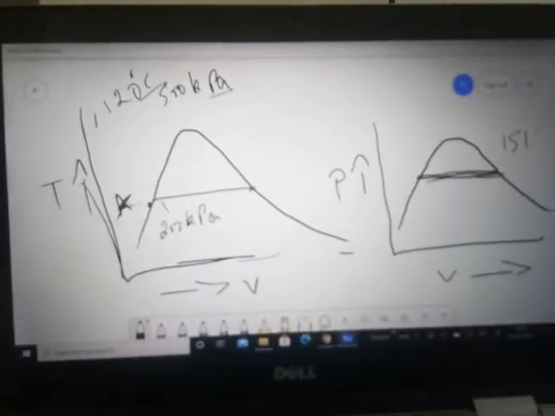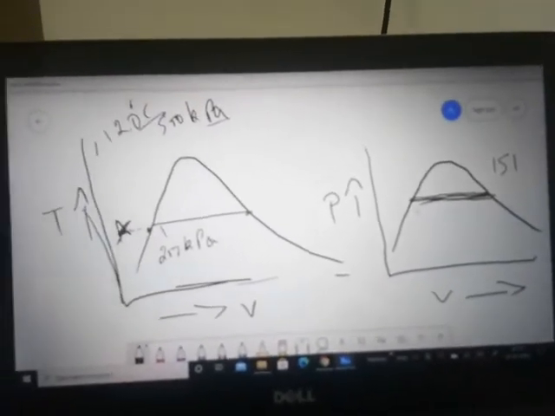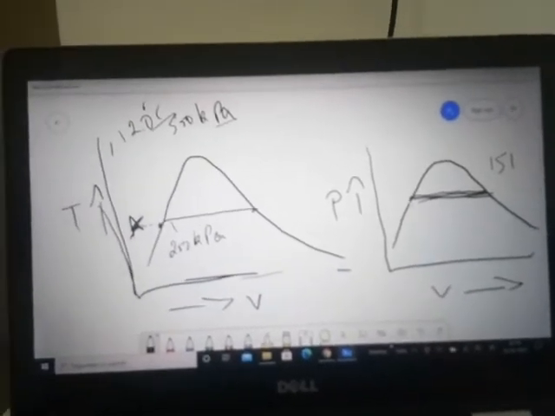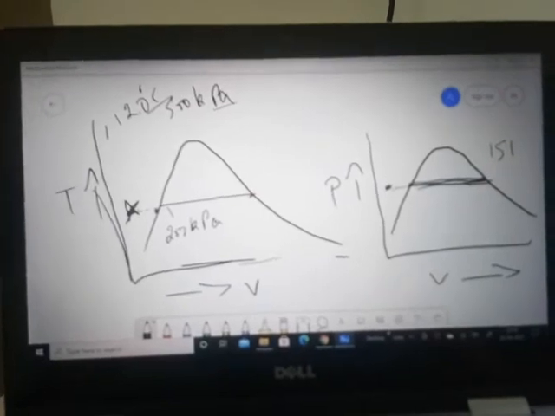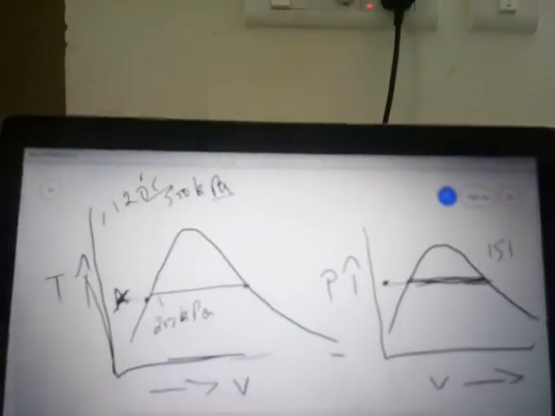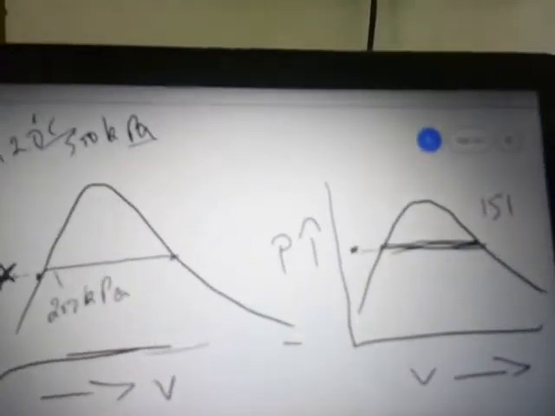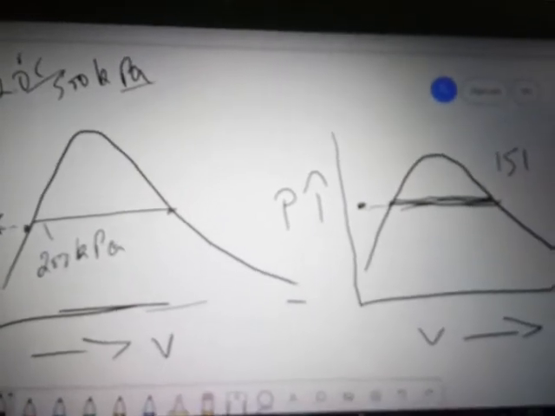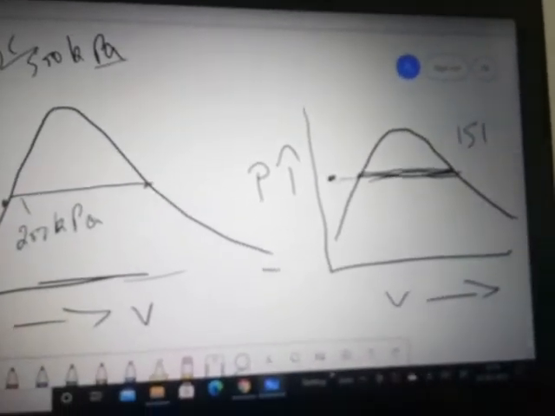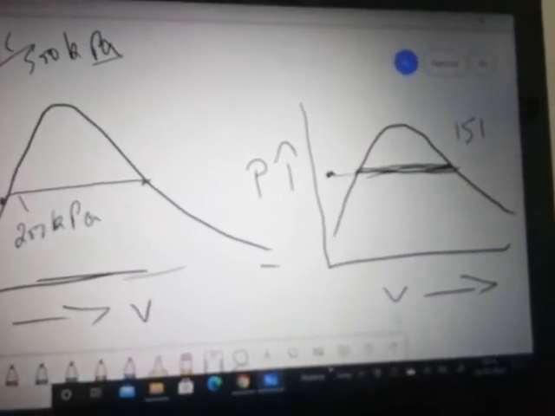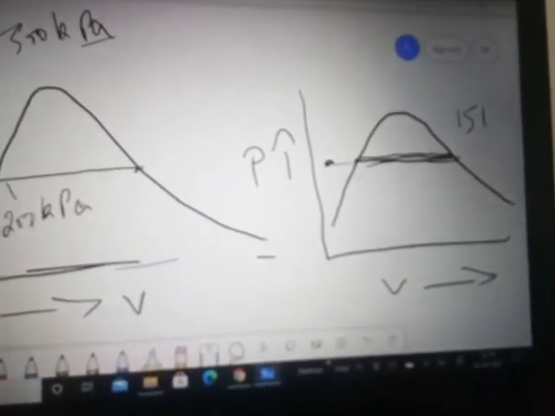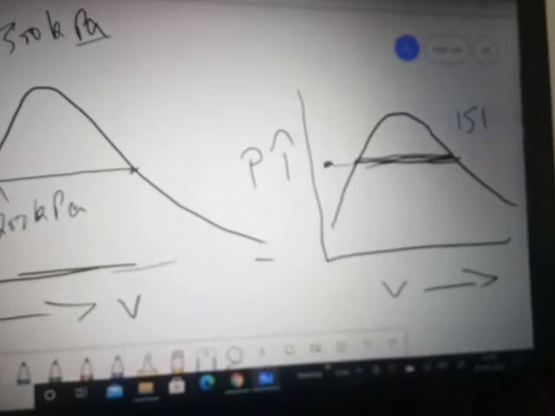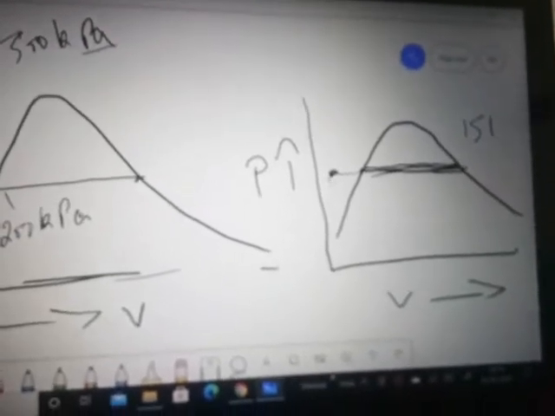So where are you? You are at 500 kilopascal and you are at 120 degrees. So you will be again a liquid, because the temperature is much lower. Because what is the saturation temperature corresponding to 500 kilopascal? It's 151 degrees. So you are much lower. You are at 120 degrees. So you are here.